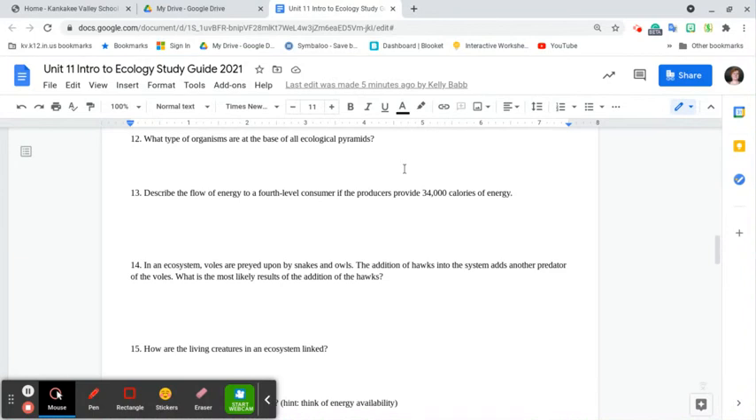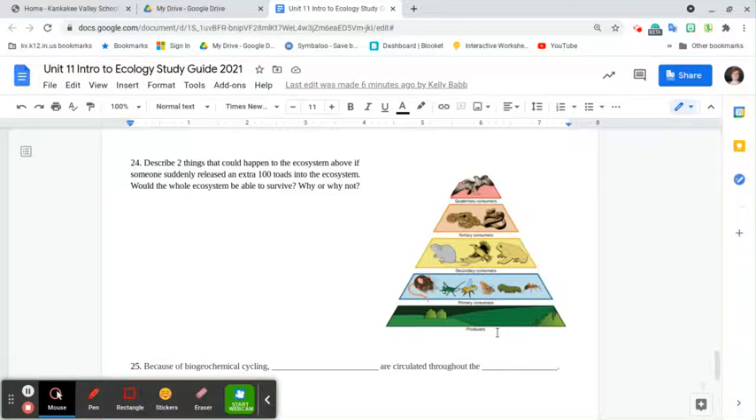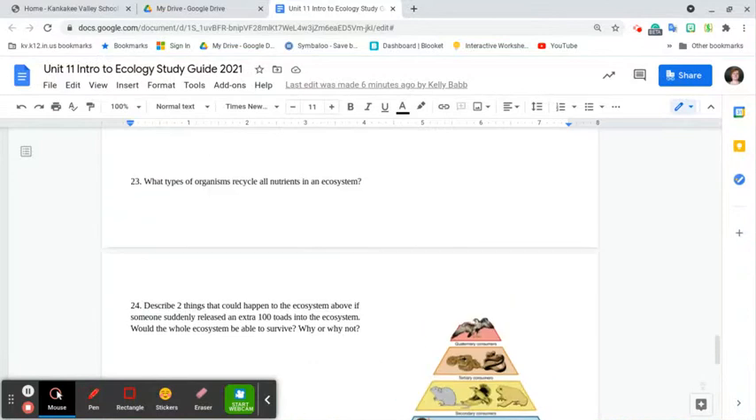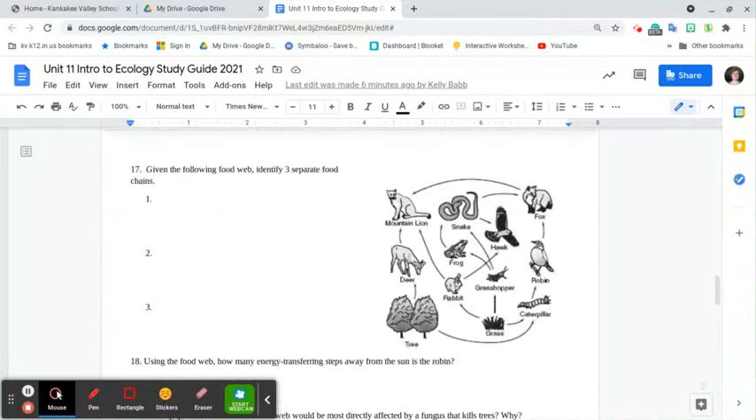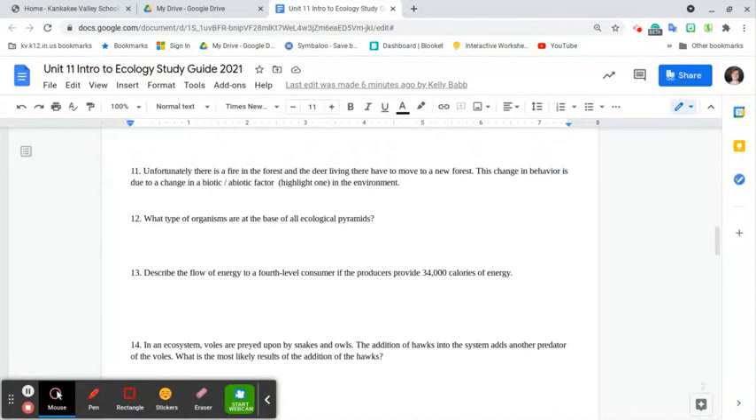The base of all ecological pyramids, well, if I scroll down here, here's my ecological pyramid, is going to be producers. So remember, on the test, don't be afraid to go back, scrolling through and looking for pictures or diagrams that might help you in your short answer. So 12 was producers.